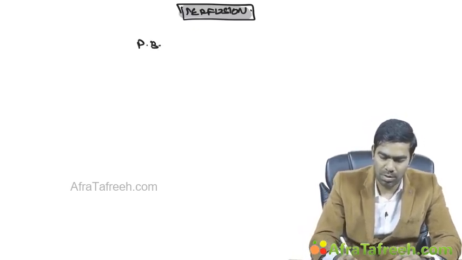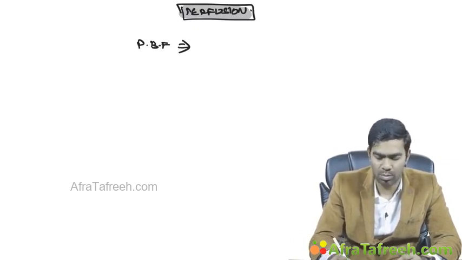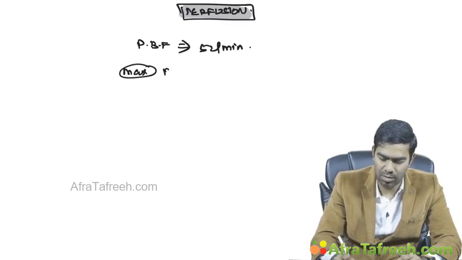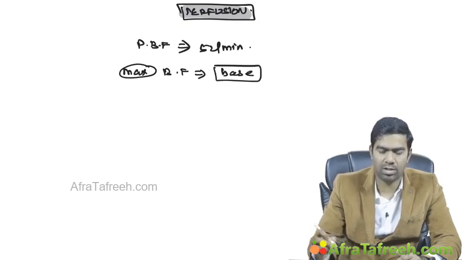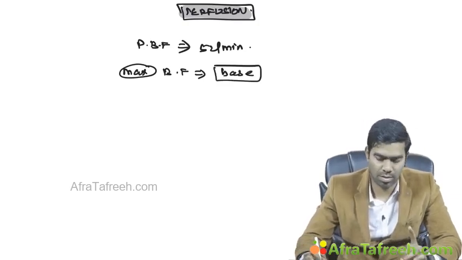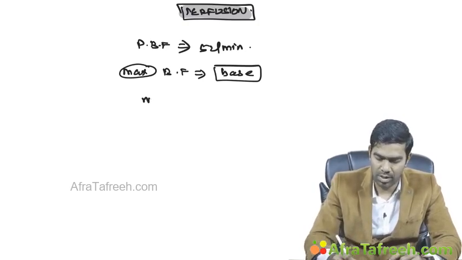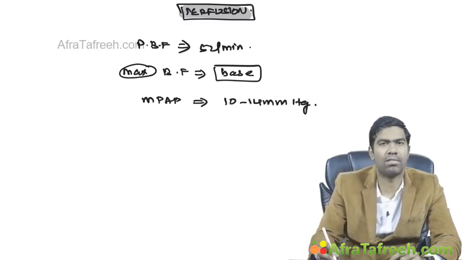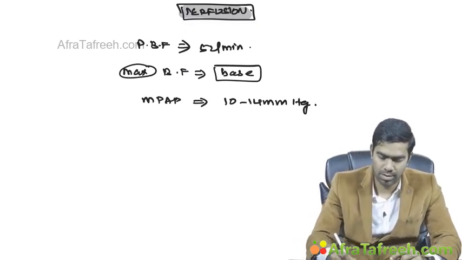So what is a normal pulmonary blood flow? It is the same as that of the cardiac output, that is approximately 5 liters per minute. So where is the distribution of blood flow? Maximum blood flow happens in the base of the lungs. The base of the lungs is the one that's going to have the highest perfusion. Number 3, your mean pulmonary artery pressure is approximately 10 to 14 millimeters of mercury. When it exceeds 25, we call it pulmonary hypertension.